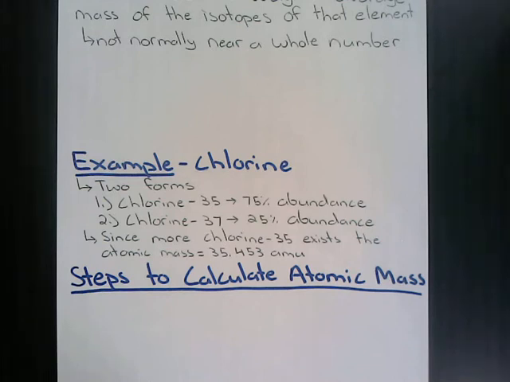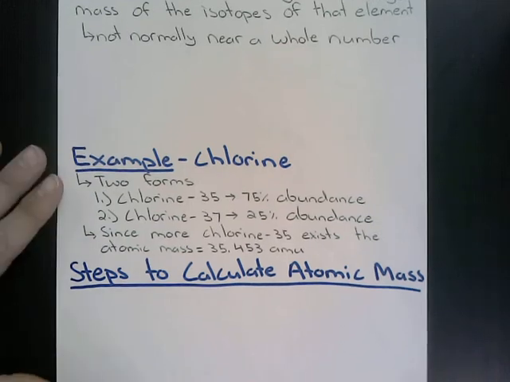And again, that atomic mass, when you see that on the periodic table, is in the units of AMU, or atomic mass units. So what I want you to be able to do is, we calculated mass number. Now I want you to see how atomic mass is calculated.